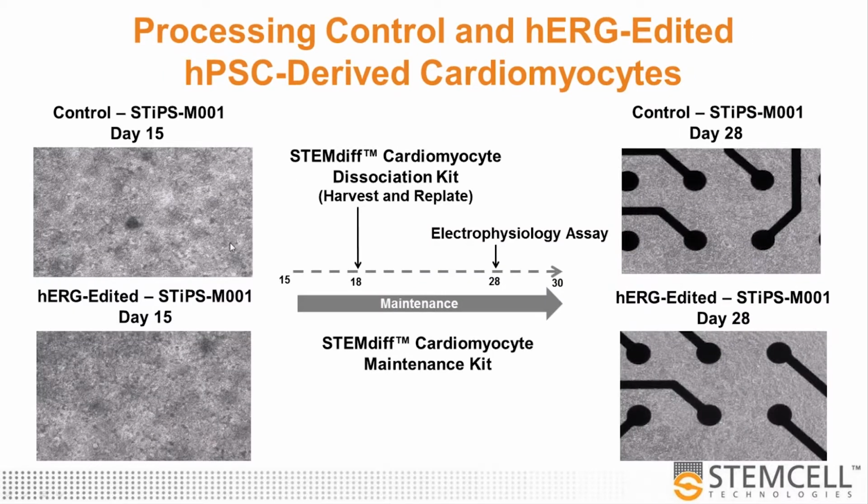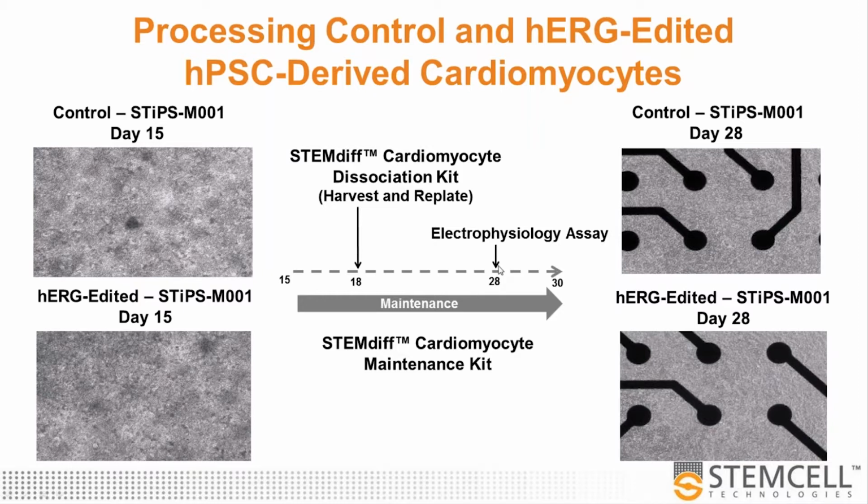We then took those cells at day 15 from the control and edited lines, harvested them with a dissociation kit, and then replated them on the MEA, and then maintained those cells with our maintenance kit for another 10 days. And we did our electrophysiology assays at day 28.